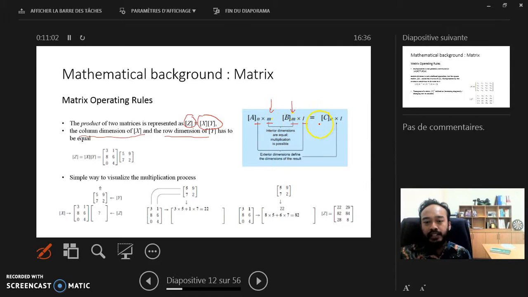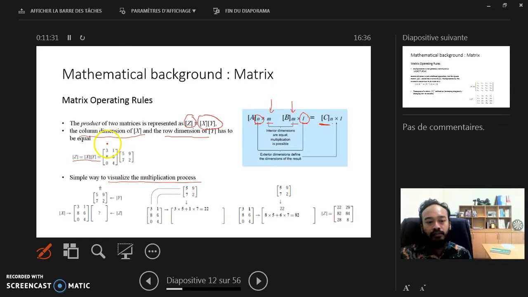And then what happens is the new matrix, which is the product of A and B, has a dimension that takes the number of rows of the first matrix and the number of columns of the second matrix. It becomes n by l. So here we have a simple way to visualize how we do the multiplication process, right? If you have, for example, here Z, which is the product of X and Y.